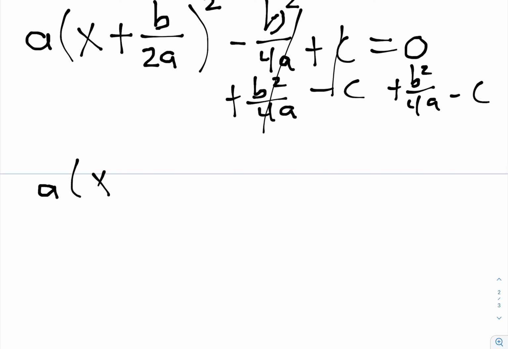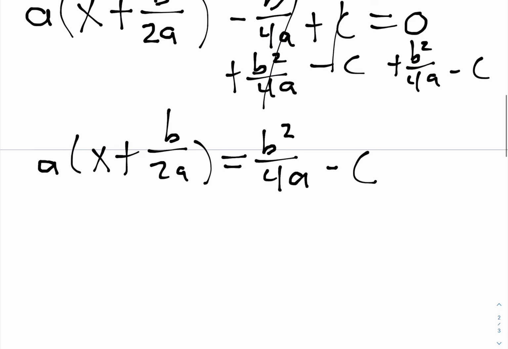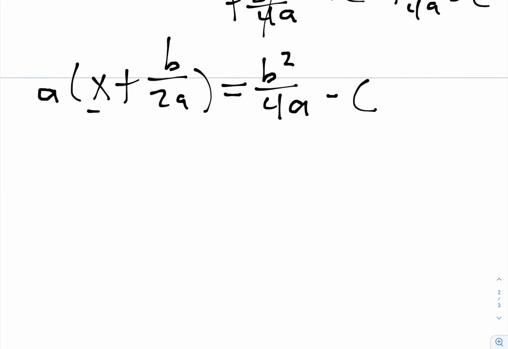So I'm just going to rewrite this here. a times (x plus b over 2a), right? We have nothing left on the left side, equals b squared over 4a that we added on both sides, minus the c that we subtracted on both sides, right? So we're trying to still get this x on its own. It's kind of embedded, I forgot this square sign here.